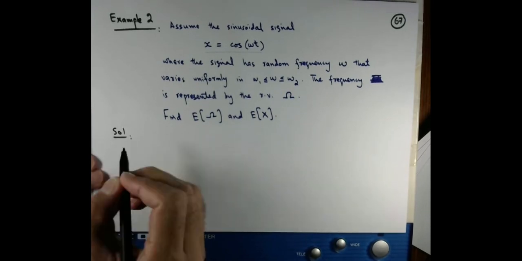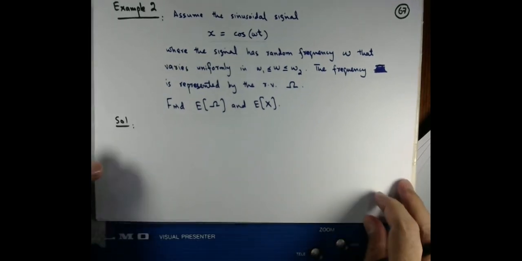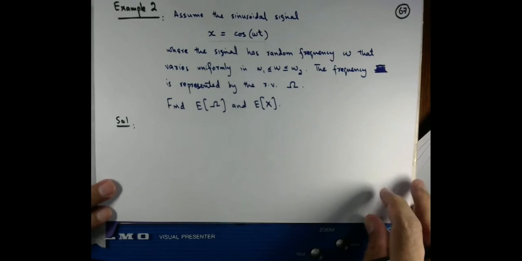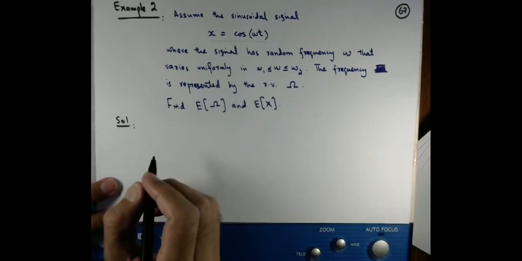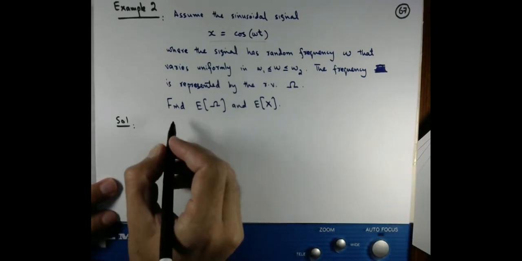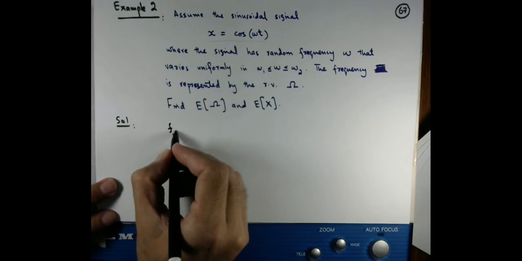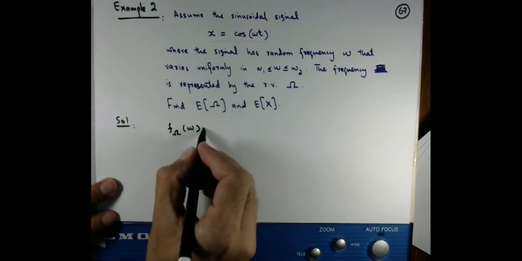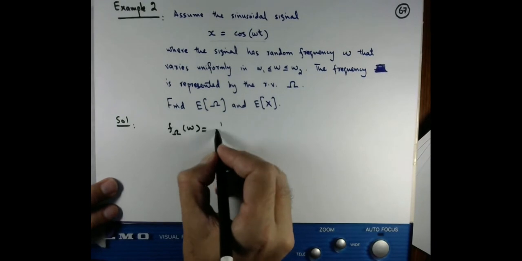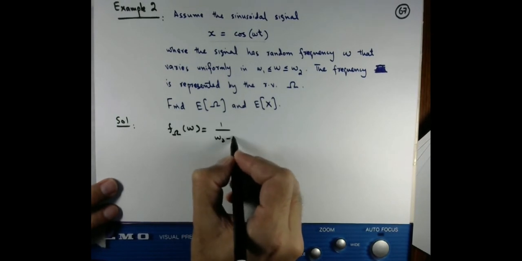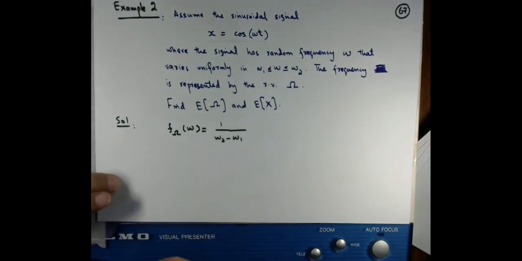So we start the solution part of this problem. Since omega is uniformly distributed, we can write f sub omega of omega as simply 1 over omega 2 minus omega 1. There should be no confusion about this.